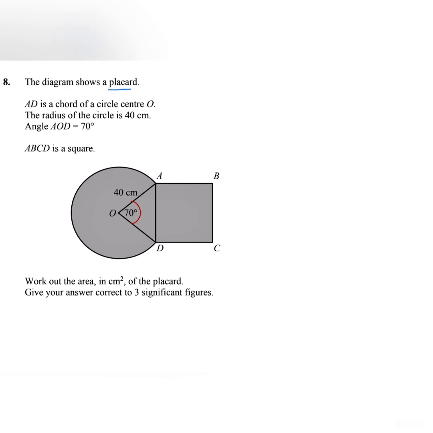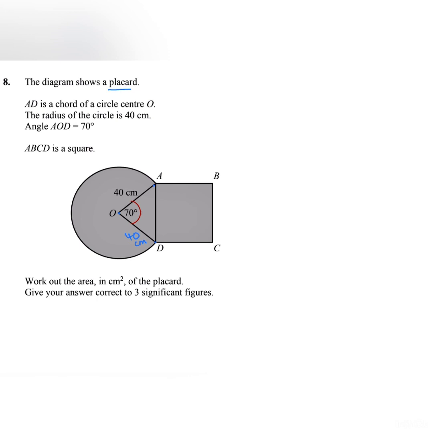And it says AD is a chord of the circle with center O. Now a chord is when you have a circle and you've got a line crossing, not through the center, because that would be a diameter. So that is a chord. So let's carry on further with this. And it says the radius of the circle is 40. So if this is 40, from O to D, that's also going to be 40. So I'm just going to put that in.